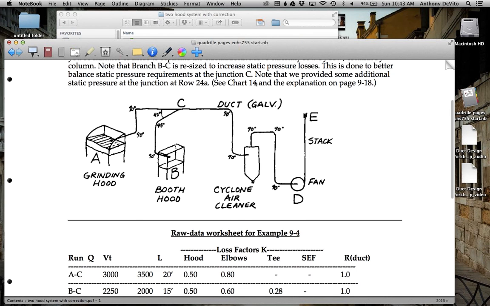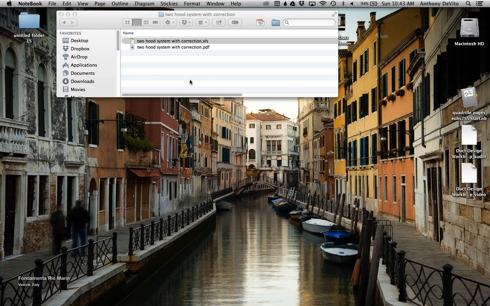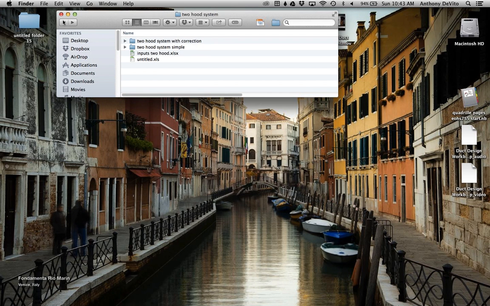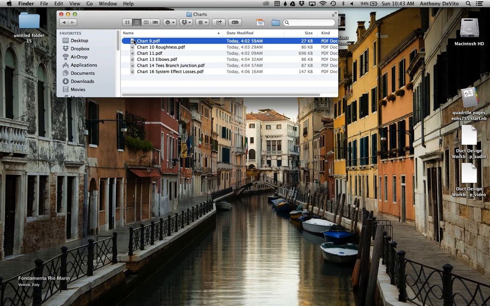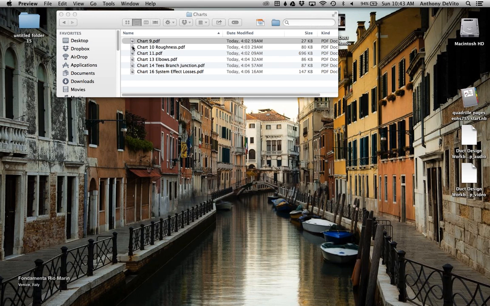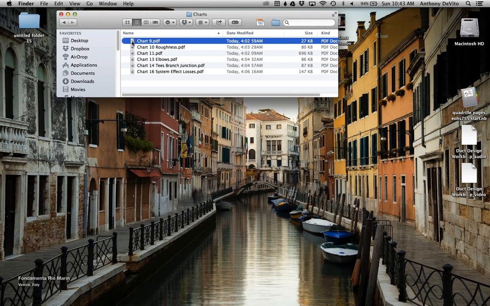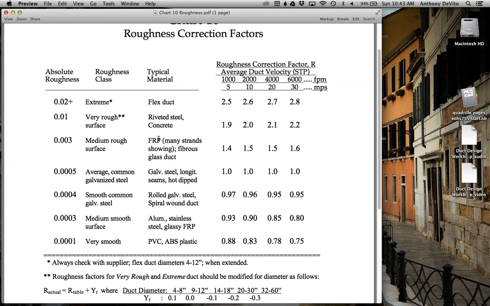Okay, so the only other thing is I'm going to put all of this up here, including the charts. These charts I think are the ones for what we did here. They're the ones that come up most recently. Chart 9 is for transport velocities for different kinds of particles. If you're dealing with vapors or gases, I would stick with maybe 2000 or something like that. Then the roughness factors for, say, flex duct or, for instance, galvanized iron, which is one.